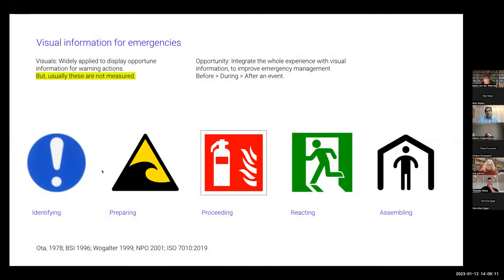And probably one of the most known manifestations of visual information for emergencies is the visuals, the elements contained in symbols, signs, information boards or communication boards, infographics, today probably animation or interactive pieces. These are widely applied to display opportune information, for example, for warning, but usually these are not measured. So here is an opportunity to integrate the whole experience with visual information to improve this emergency management.